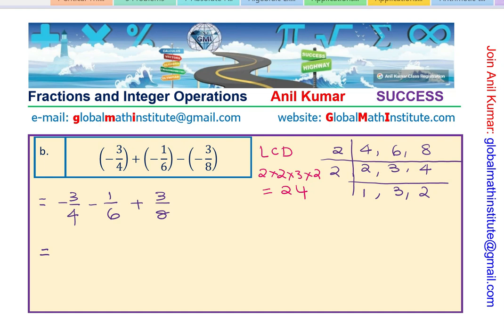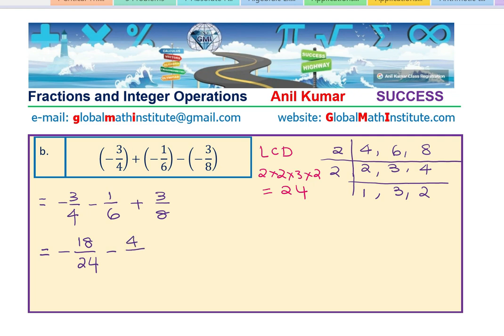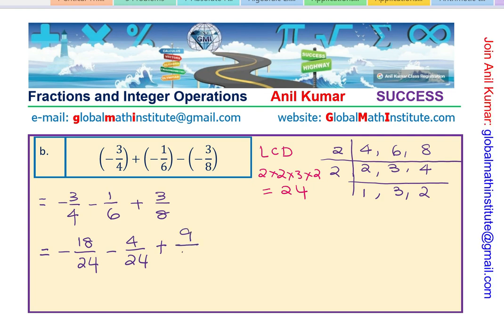From 4 times 6 is 24. So we'll multiply 3 by 6, we get 18 over 24. This is going to be multiplied by 4, 4 over 24, plus 8 times 3 is 24. So 3 times 3, 9 over 24. So now minus 18 minus 9 plus 9. Do this math. Minus 18 minus 9 plus 9 will be minus 9. And then we get minus 13 by 24 as our answer.